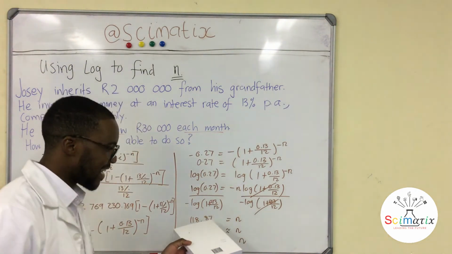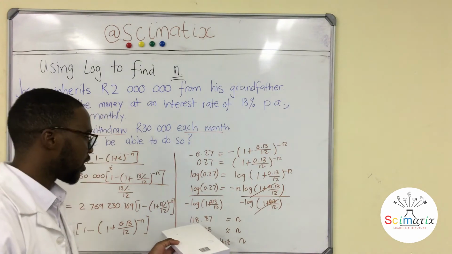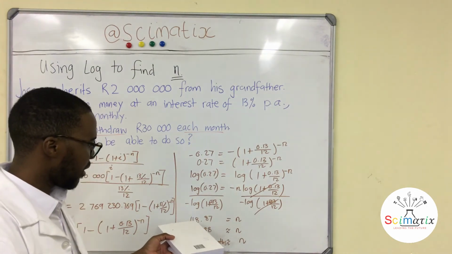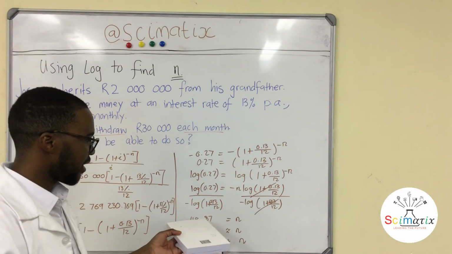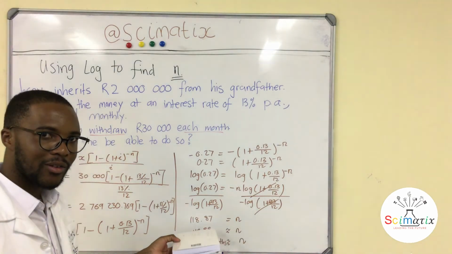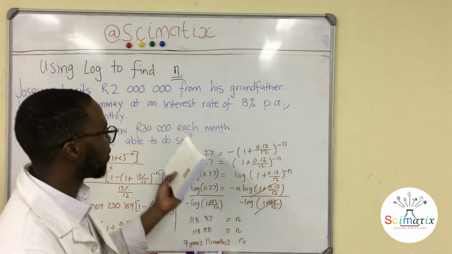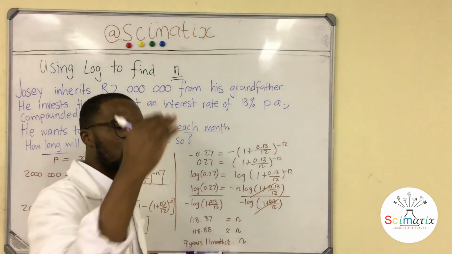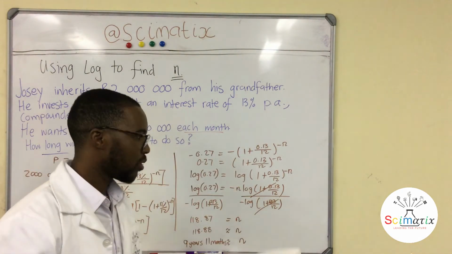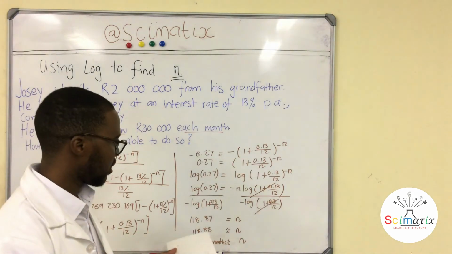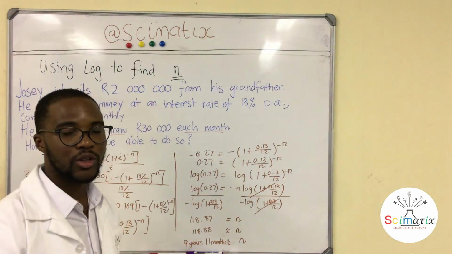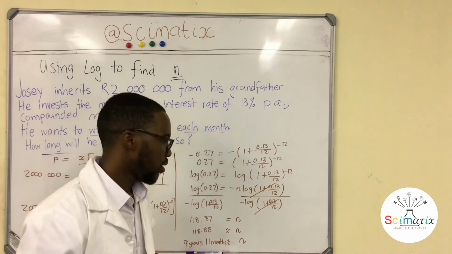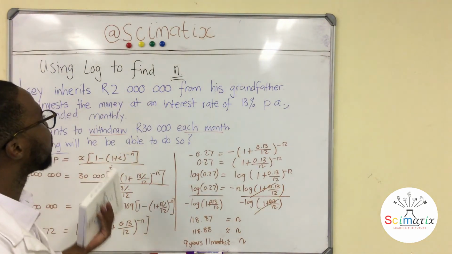If it was less, you'd get to 118.87. Since you rounded this off, you're probably going to be left with some amount. But if you go over, then you kind of guarantee that you're going to consume the entire 2 million within that time. So that's why we round up all the time. Alright, so that's it for logs.